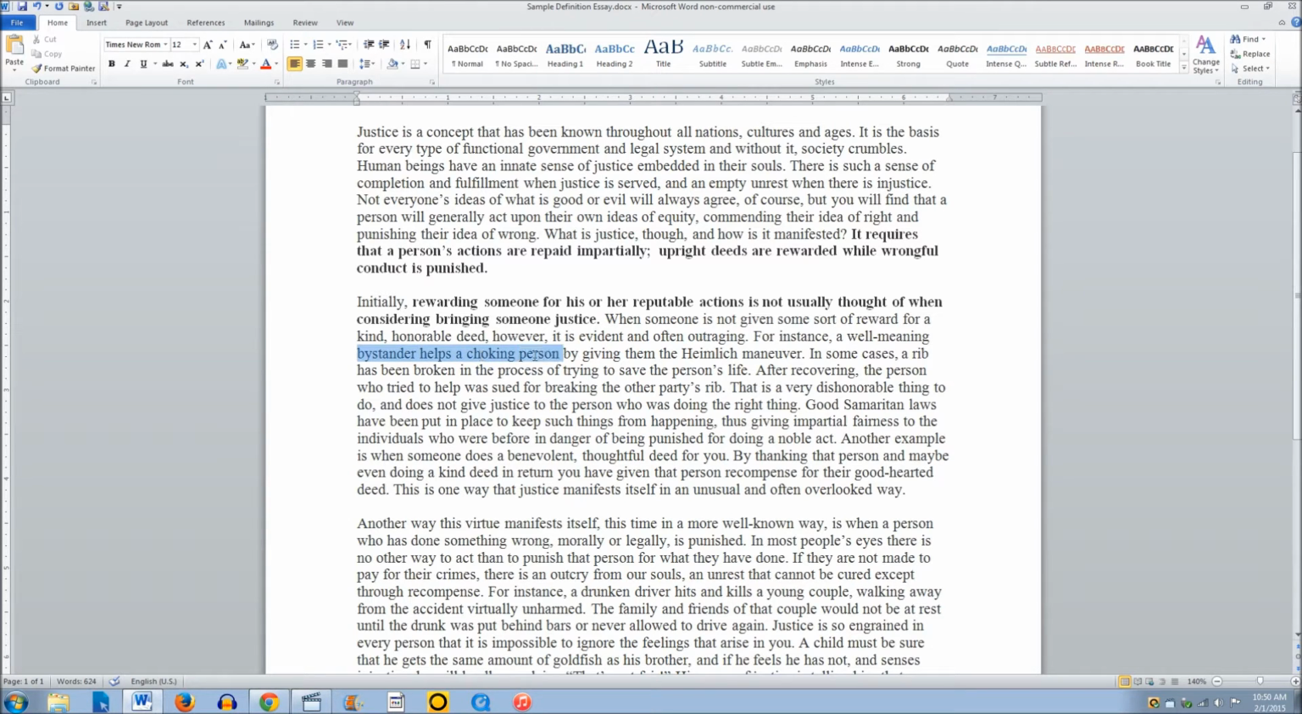Bystander helps a choking person by giving him the Heimlich maneuver. A rib has been broken in the process of trying to save the person's life. Pretty specific example, and it carries all the way through. Well done.